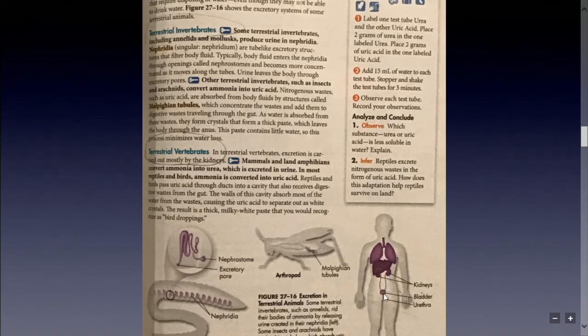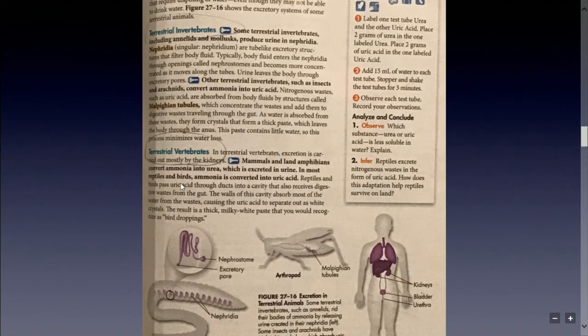And when the bladder's full, there's a neurological response. A nerve signal gets sent to the brain that says, "Hey, I got to pee," and then you have muscles that will allow you to squeeze the urine out. All right. Excuse me. But mammals are going to use kidneys. Mammals and land amphibians are going to convert ammonia again to urea, which gets excreted in urine. In most reptiles, though, and birds, ammonia is converted into uric acid.